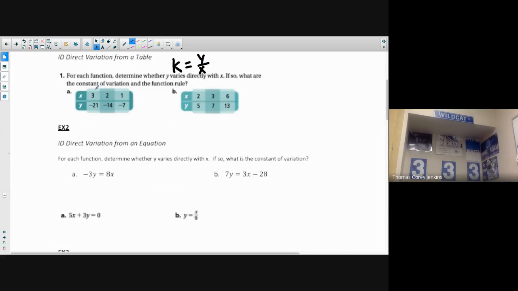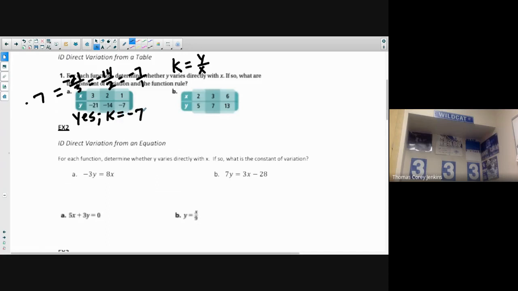Okay, so what we want to check, like on A, is we want to do negative 21 over 3. And we want to see, is that the same thing as negative 14 over 2? And then is that the same thing as negative 7 over 1? The answer here is yes, because if we divide them all out, we get negative 7 for all of them. So this is a yes. It says, if so, what's the constant of variation? So I would say k equals negative 7.